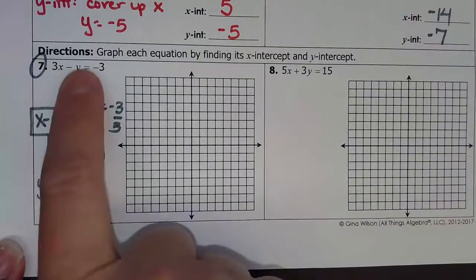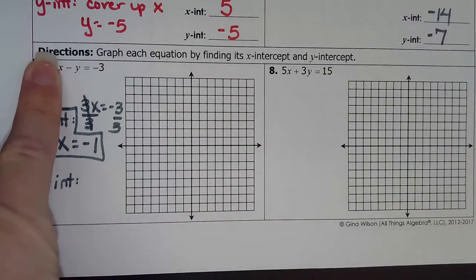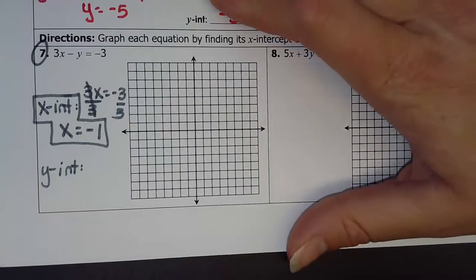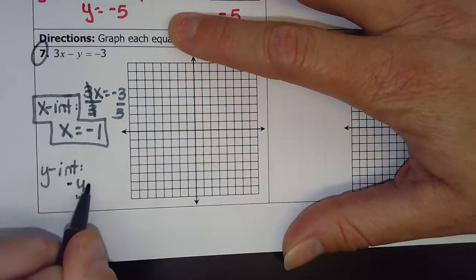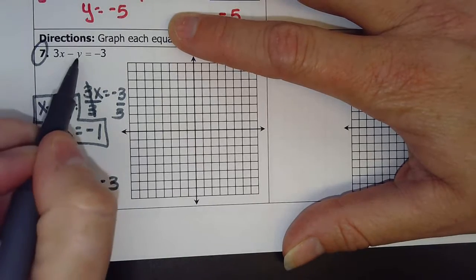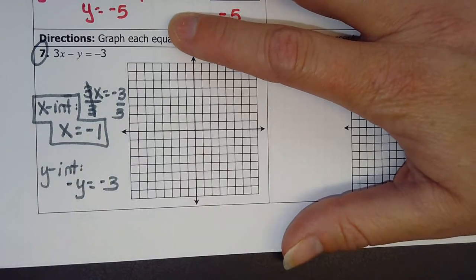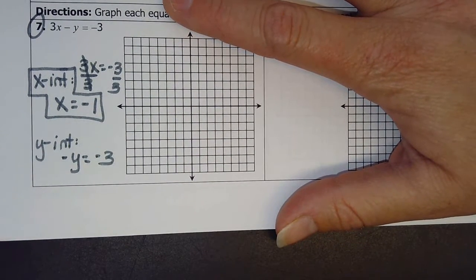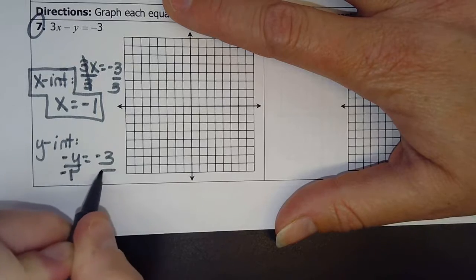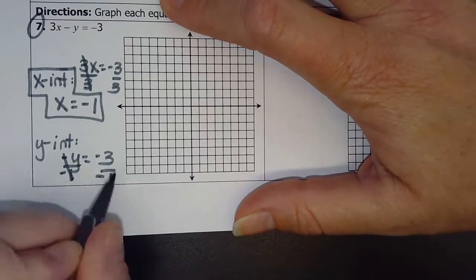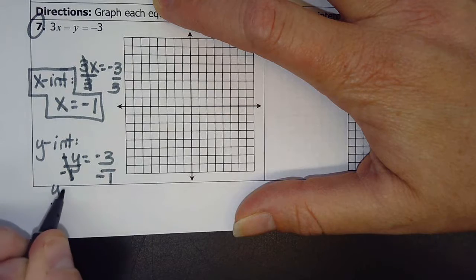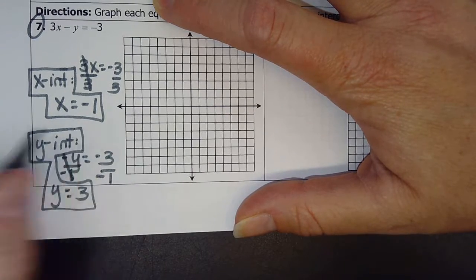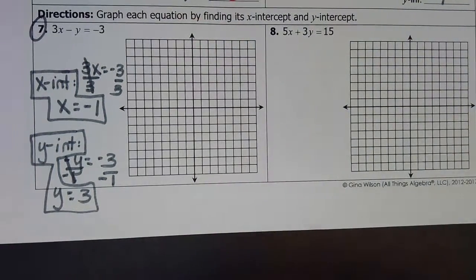To find the y-intercept, I cover up x. What am I left with when I cover x up? Good. Negative y equals negative 3. Remember, look to the left. So then what would I do to solve for y? Divide by negative 1. Don't leave that negative in front of y. Negative 3 divided by negative 1, you get y equals 3. That is exactly what you did yesterday.